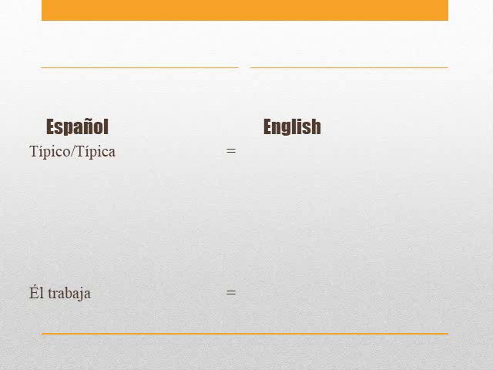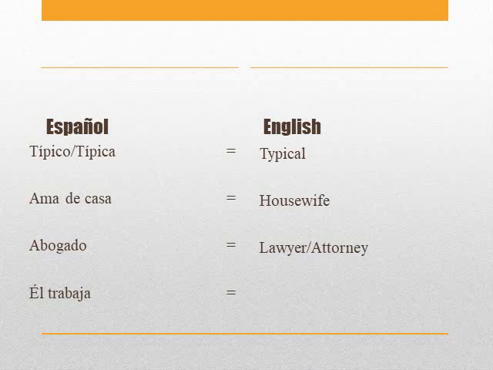Típico o típica en inglés se dice typical. Typical. Ama de casa se dice housewife. Housewife. Abogado o abogada se dice lawyer or attorney. Lawyer or attorney. Él trabaja se dice he works.